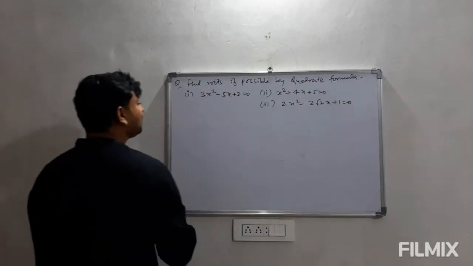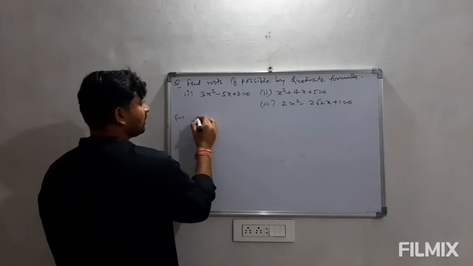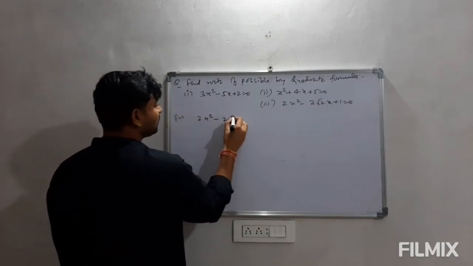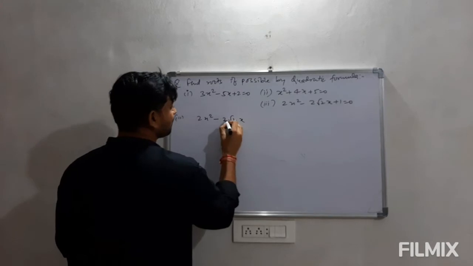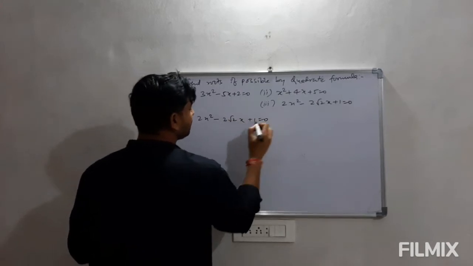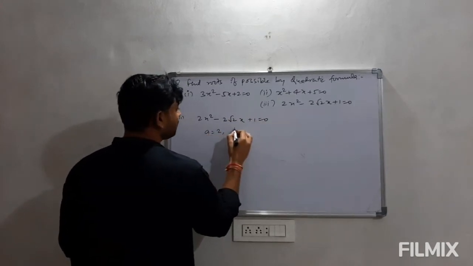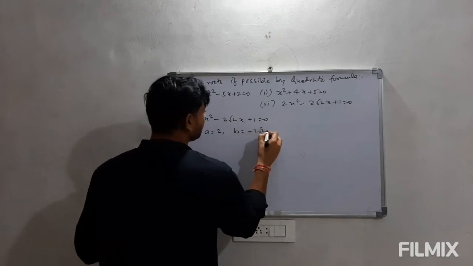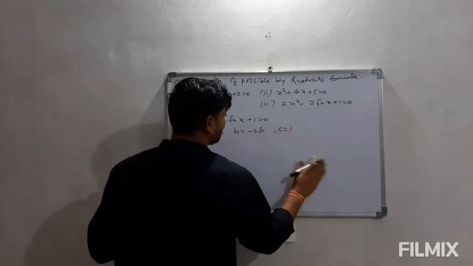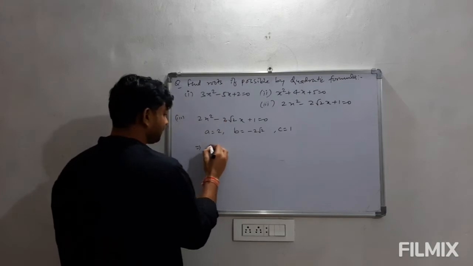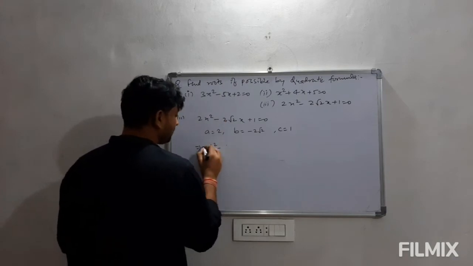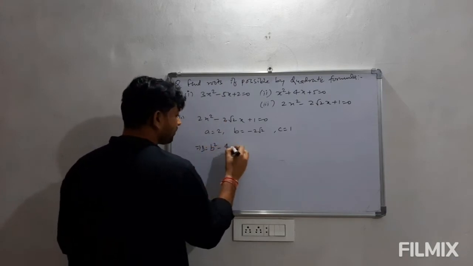Now the third one, it is 2x square minus 2 root 2 x plus 1 is equal to 0. Here the value of a is 2, the value of b is minus 2 root 2 and the value of c is 1. Clearly the discriminant is b square minus 4ac.